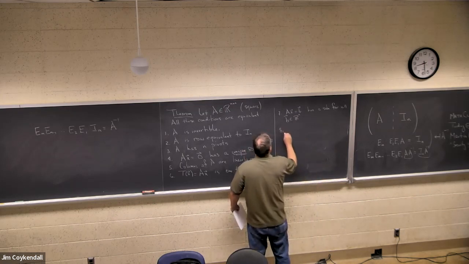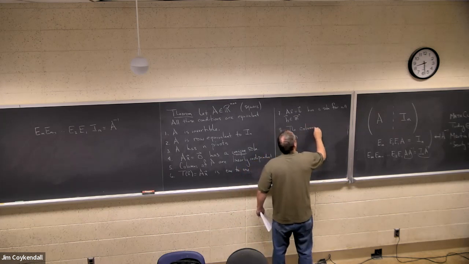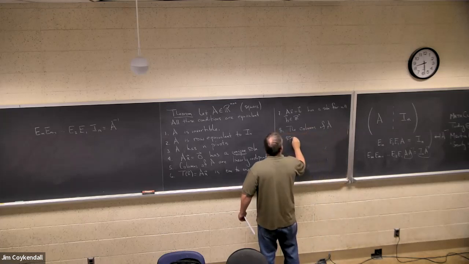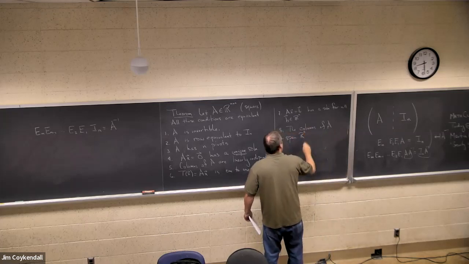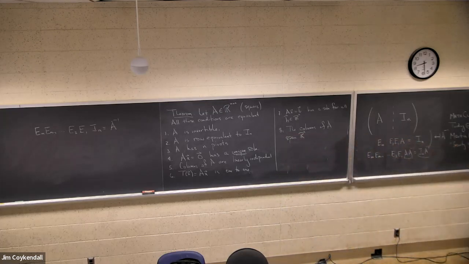And here's the next one. The columns of A span Rn. That is to say, every possible vector in Rn you can ever make up in your head is a linear combination of the columns of the matrix.